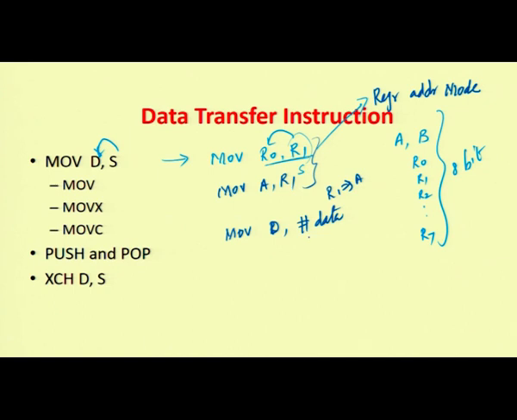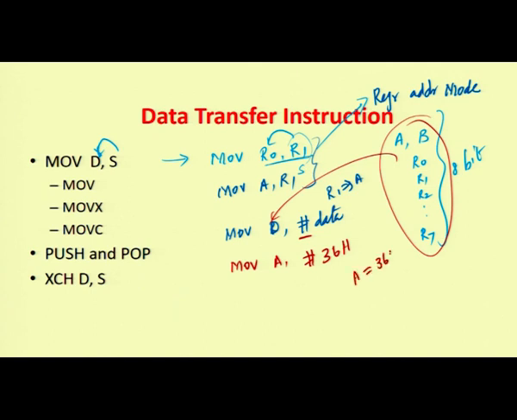The source is replaced with the data, which is the immediate data. The immediate data is represented with a hash symbol. The destination can be any one of these registers. For example, MOV A, #36H. The H represents that the given number is hexadecimal. After executing, the accumulator value is equal to 36H. This is the way we initialize data into any specified register.